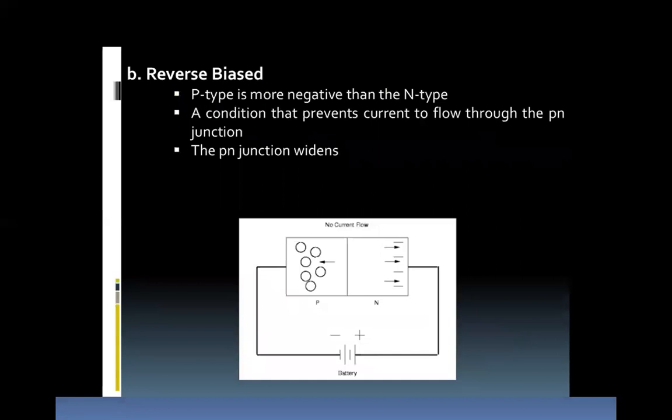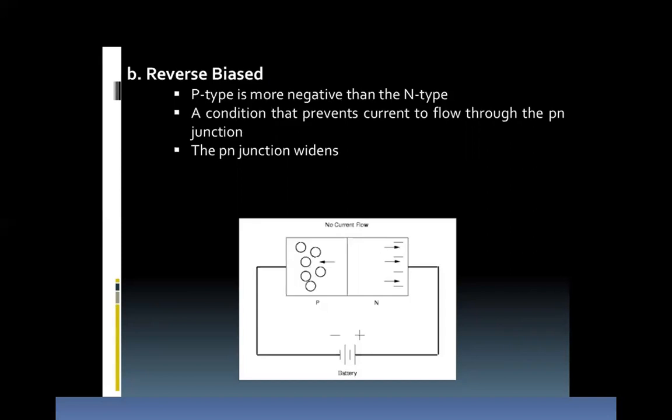Now if you have a reverse bias connection, take the same diode connected in reverse bias. Reverse bias means the construction is such that p-type is connected to negative polarity and n-type is connected to positive polarity. Now what is happening? P-type is more negative than the n-type, a condition that prevents current from flowing through the p-n junction. The p-n junction widens. What does it mean that it widens? The depletion layer increases. How does the depletion layer increase?